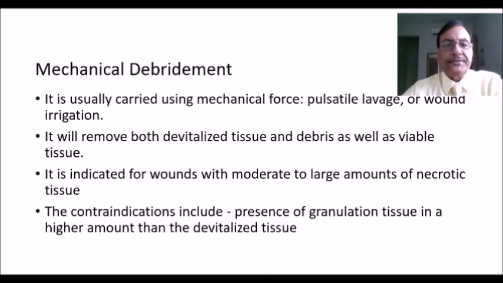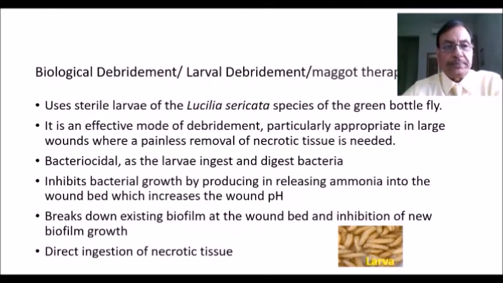It is usually carried out using mechanical force, such as pulsatile lavage or wound irrigation. It will remove both devitalized tissue and debris, as well as viable and healthy tissues. It is indicated for wounds with a moderate to large amount of necrotic tissue. The most common contraindication is if there is more granulation tissue than devitalized tissue. If this is used, it will probably damage the granulation tissue.